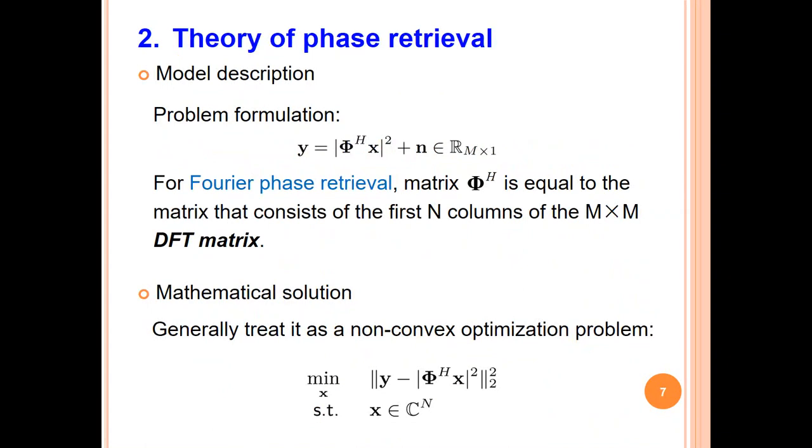This is the theory of phase retrieval. Firstly, the mathematical expression of the phase retrieval process, as we said before, is linear transformed, modular, and then squared, usually accompanied by noise. As we consider Fourier phase retrieval, the measurement matrix Phi^H is equal to the matrix that consists of the first n columns of the m times m DFT matrix. Here m is greater than n. As for solution of phase retrieval problem, we generally treat it as a non-convex optimization problem.